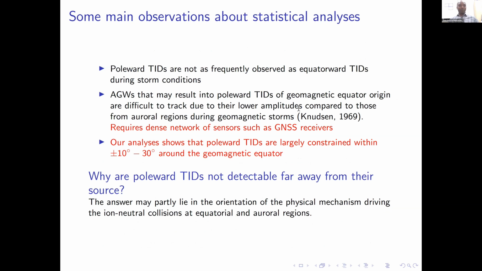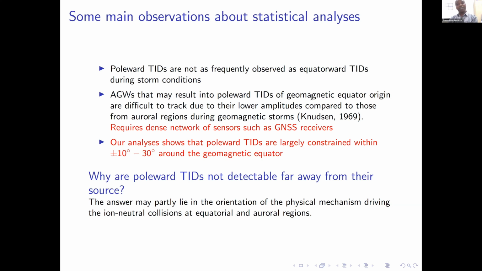Now, of course, we can make some preliminary summary results here: forward TIDs, these kinds of TIDs which originate from the geomagnetic equator, are not as frequently observed as equatorial TIDs, as we know, during storm conditions. And these kinds of gravity waves that may result in forward TIDs that originate from the geomagnetic equator are very difficult to track. The main reason is that their amplitudes are too low compared to those that come from auroral regions or high latitudes. And that point was seen a long time ago, in 1969. So it's not really new.